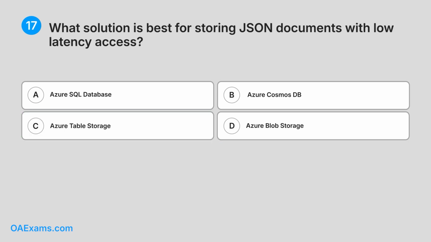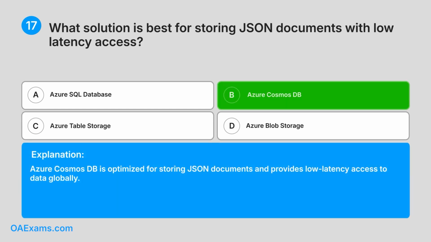17. What solution is best for storing JSON documents with low latency access? A. Azure SQL Database. B. Azure Cosmos DB. C. Azure Table Storage. D. Azure Blob Storage. Can you guess the answer? Correct answer: B. Explanation: Azure Cosmos DB is optimized for storing JSON documents and provides low latency access to data globally.